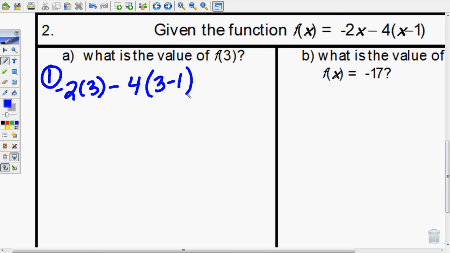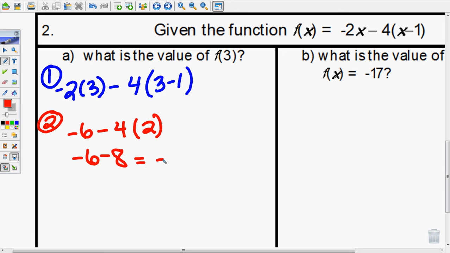PEMDAS. On PEMDAS, we start from the left to the right. So I have -2 times 3, which is negative 6. Then negative 4 times 2. First part of PEMDAS, then I multiply. So -4 times 2 is negative 8. Then you get negative 14, and boom, that's your answer.